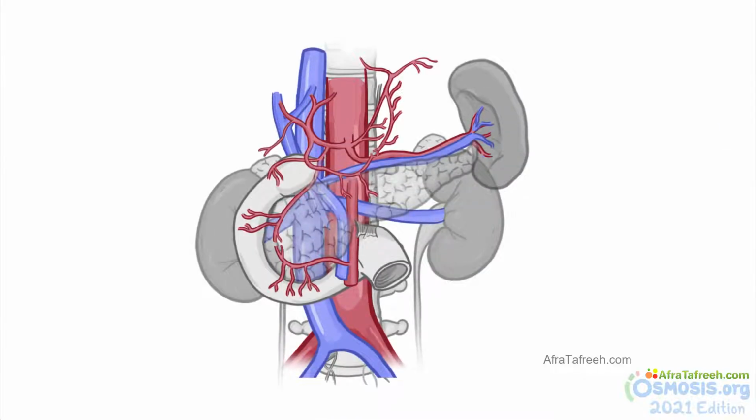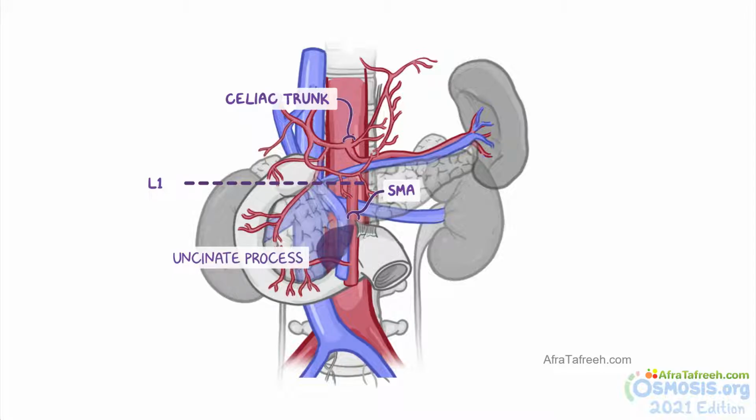Moving on down the abdominal aorta, at the level of the L1 vertebra and about 1 centimeter inferior to the celiac trunk, is the superior mesenteric artery, or SMA. The SMA branches from the abdominal aorta posterior to the neck of the pancreas, and as it travels inferiorly, it emerges anteriorly and medially to the uncinate process of the pancreas. It also crosses anterior to the left renal vein and the third part of the duodenum.